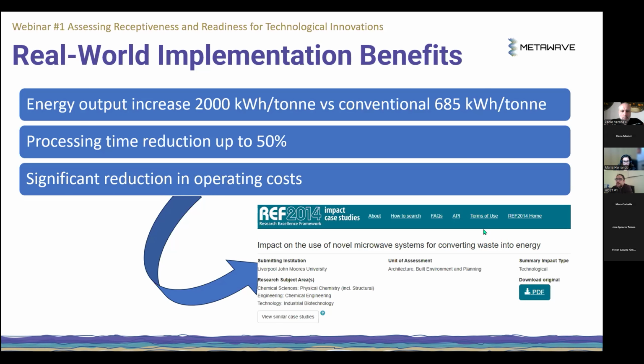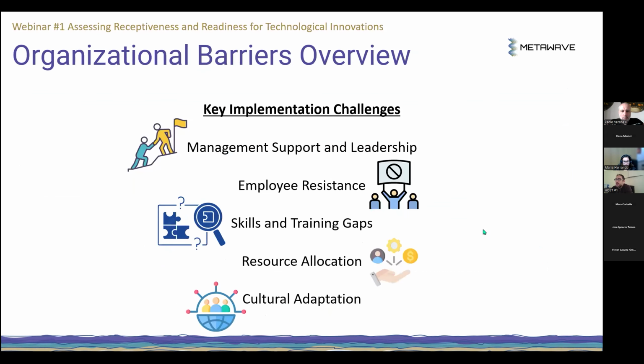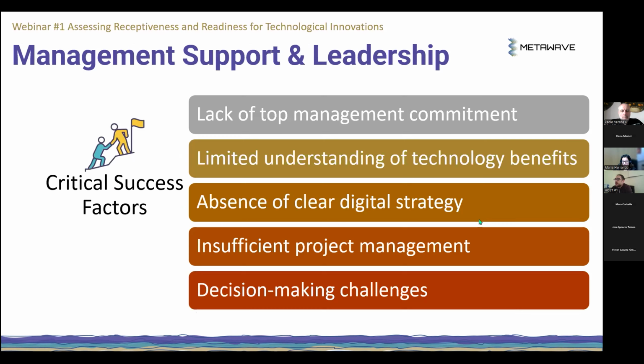In terms of the organizational barriers, this is a brief overview of how and what types of challenges a company might be experiencing in terms of the use of new technologies. There are 5 categories, and we will be briefly over them within the next slide. So the first category is about management support and leadership, the employee resistance, skills and training gaps, the resource allocation, and the cultural adaptation. In terms of the management support and leadership, these 5 are critical success factors, with most of them being on the lack of top management commitment and limited understanding of technology benefits.